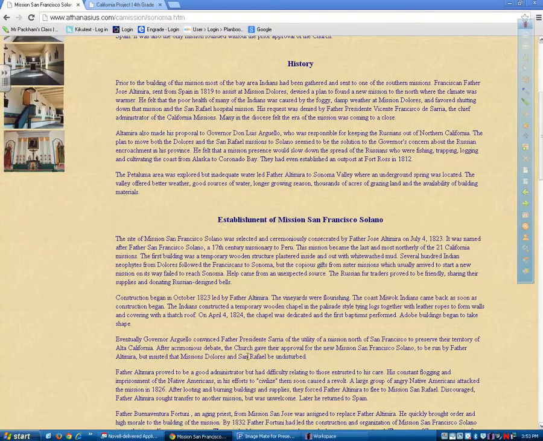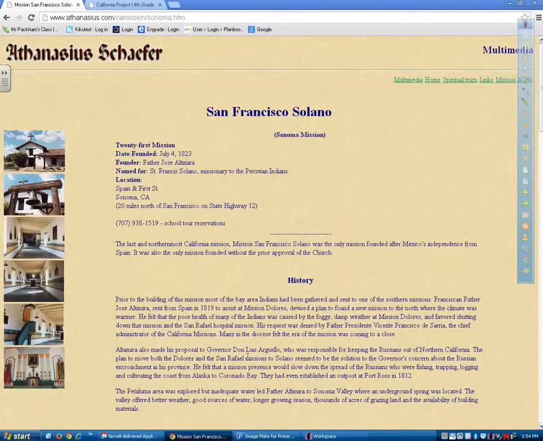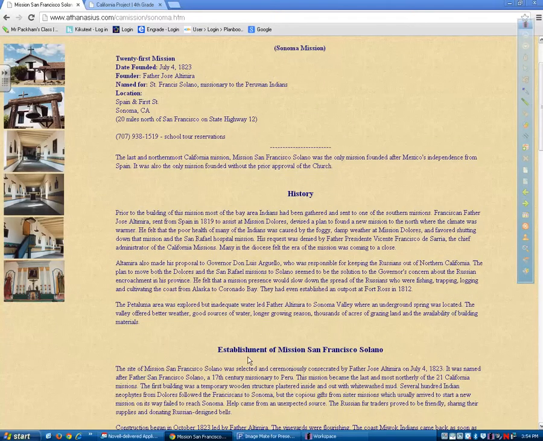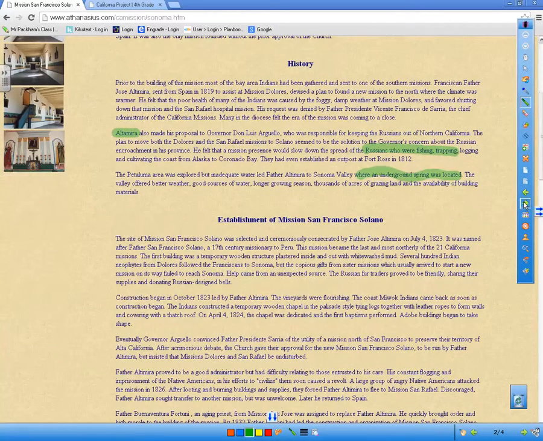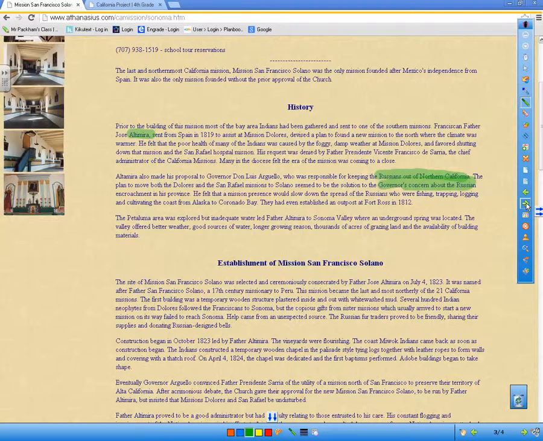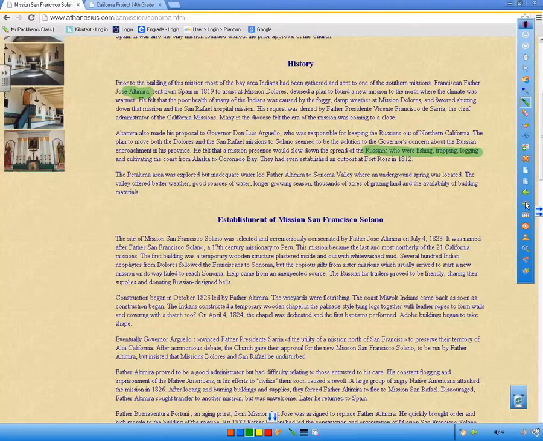So this is the website that I found that had the most information about San Francisco Solano. Now, of course, I'm going to use more than one website, but this particular website had a lot of information, and as I was reading through it, I found here that one of the first things I found was on the establishment of the mission. How was it? Why was it built? Okay, why did they build this mission in this specific spot near San Francisco?